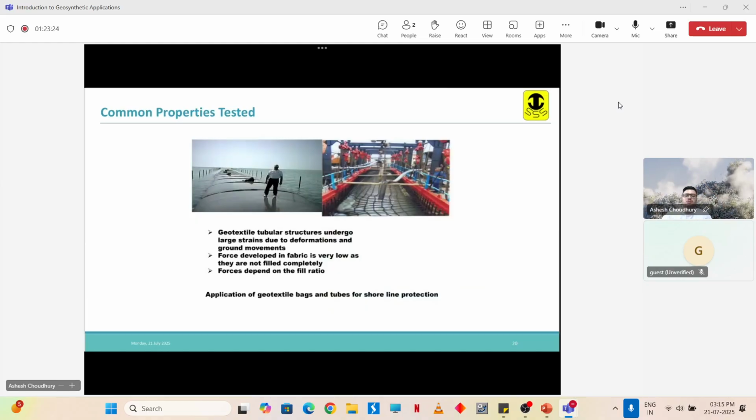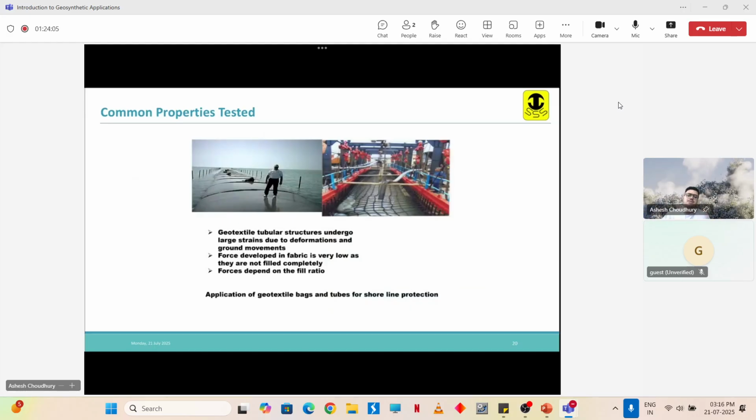So the large tubes, like say this man is standing over one of the tubes, right? These are large tube-like structures that are placed on the shoreline to save the coastline. Geotextile tubular structures undergo large strains due to deformations and ground movements. Force developed in fabric is very low as they are not completely filled. So generally we do not fill up these tubes completely. So force generated is not that much, but they undergo a large amount of strain.